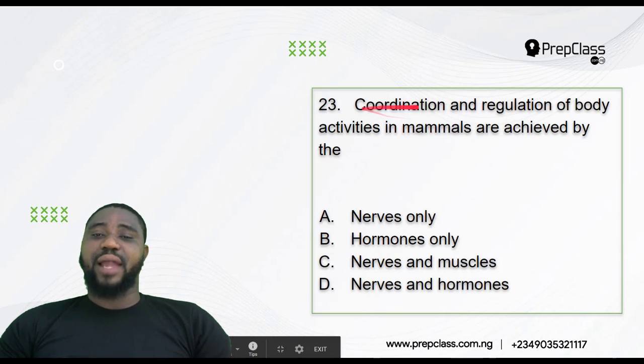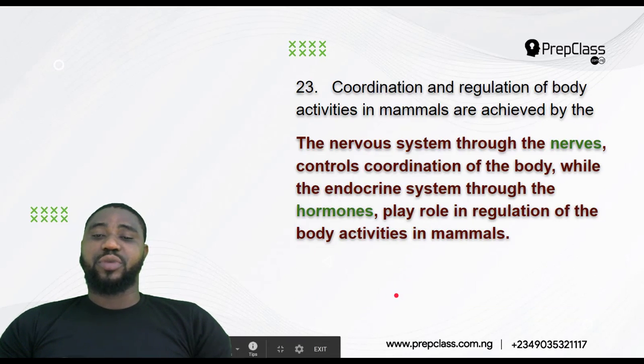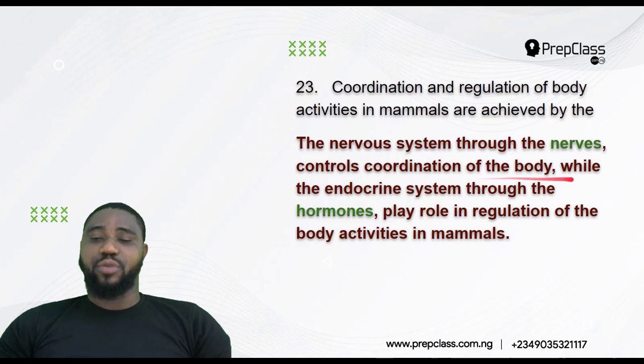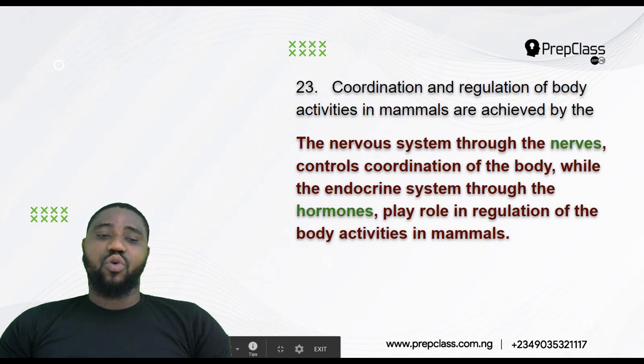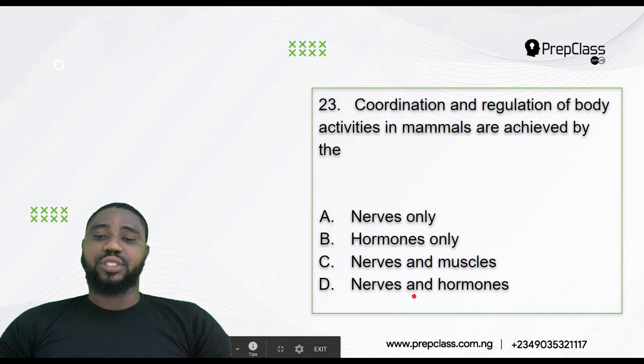Coordination should apply to nerves. Regulation of body activities should be controlled by hormones. So it's supposed to be nerves and hormones. The nervous system, through the nerves, controls coordination of the body, while the endocrine system, through the hormones, plays a role in regulation of the body activities in mammals. So the correct answer is nerves and hormones, which is option D.